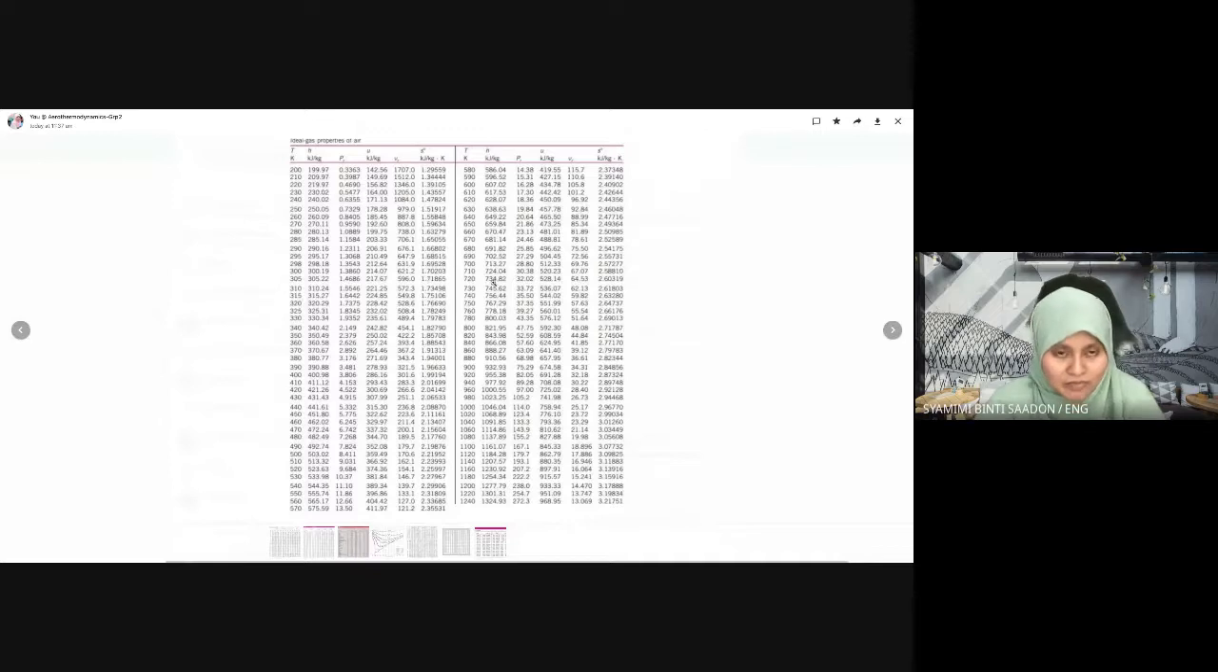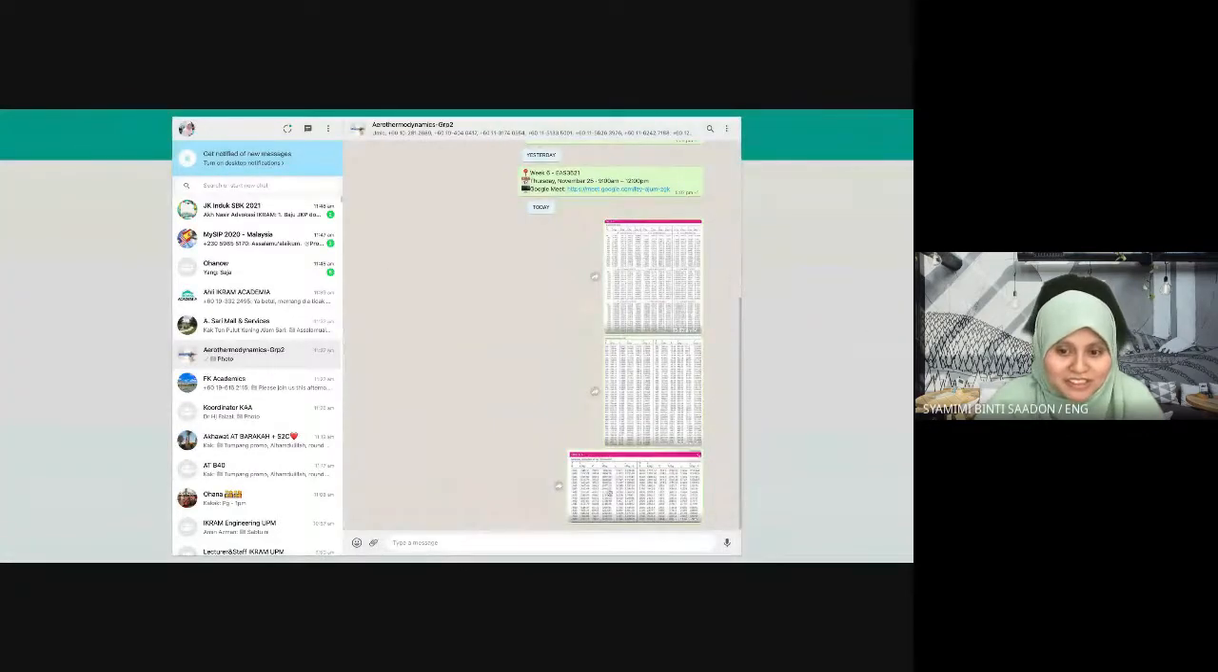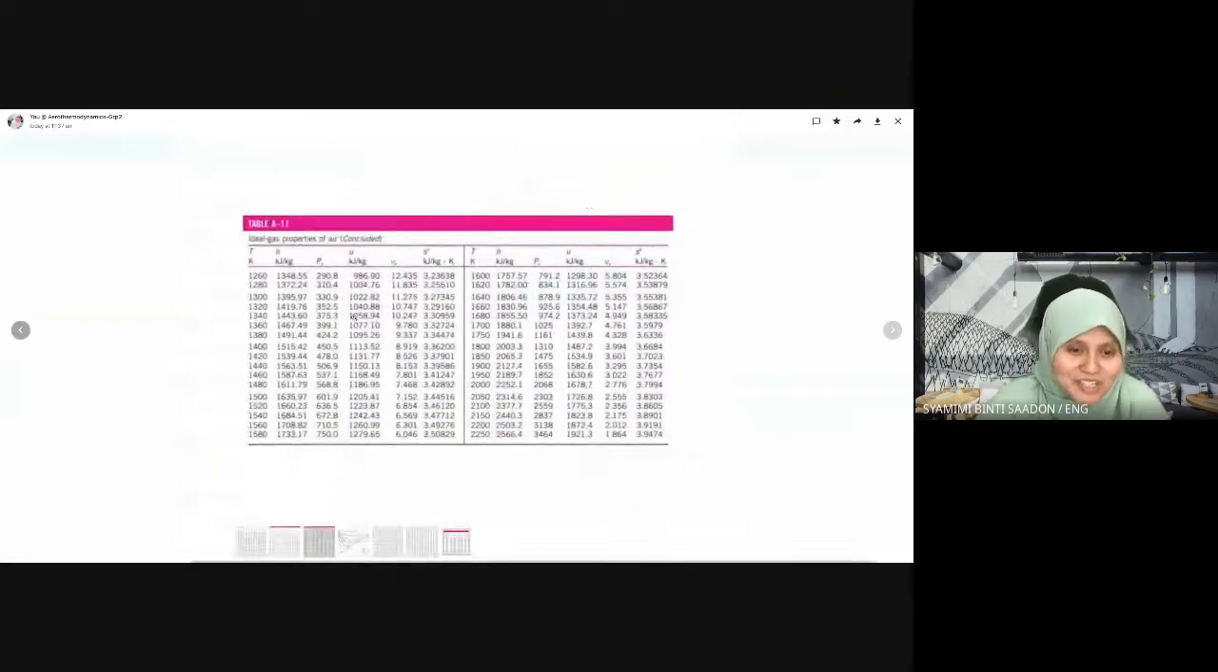Another one for final state 3, T3 that we have calculated in part A is 1400. So another page. At 1400 Kelvin, U is 1113.52, taking all the decimal values. So this is U3, the internal energy at the final point.